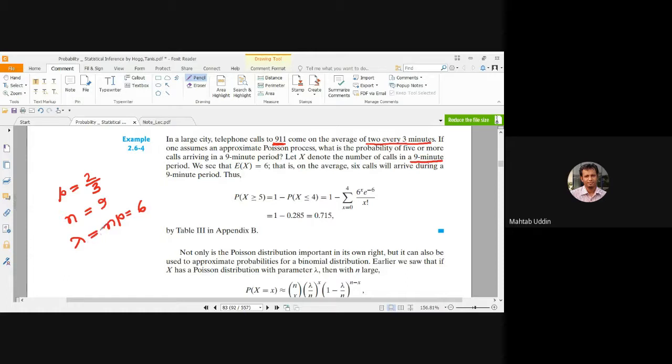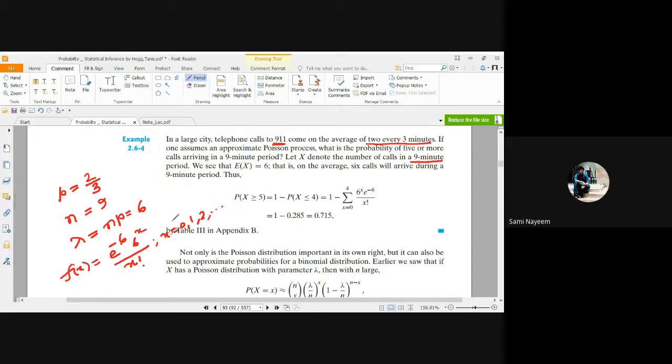So you can write f(x), that is the PMF, is equal to e to the power minus 6, 6 to the power x, over x factorial, where x equals 0, 1, 2 and so on. Do you understand?